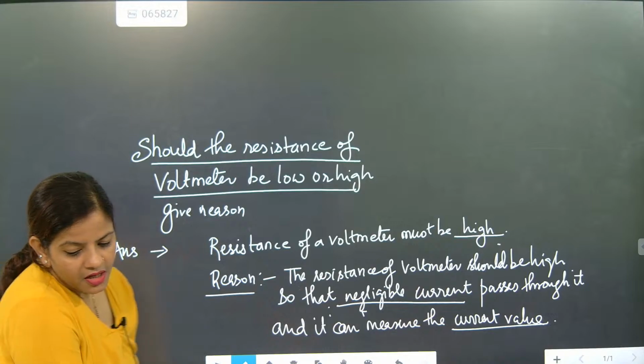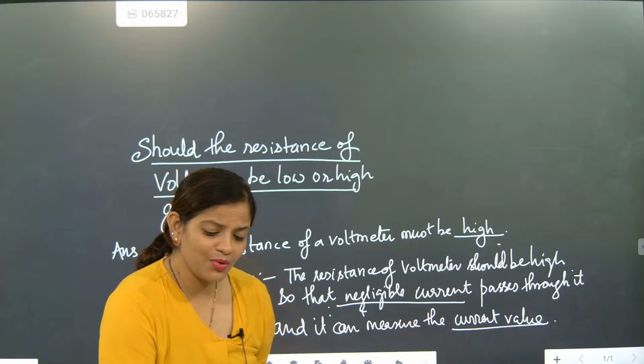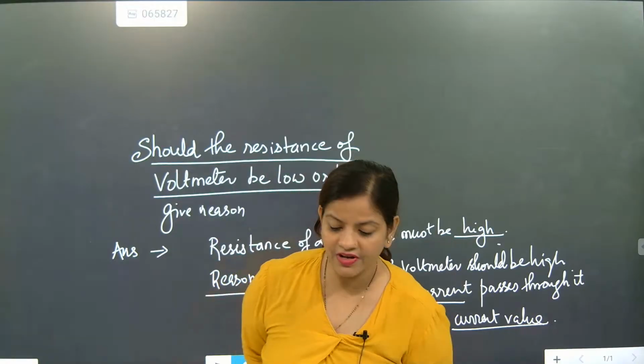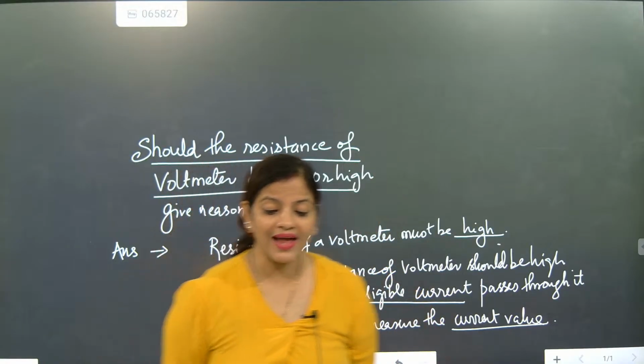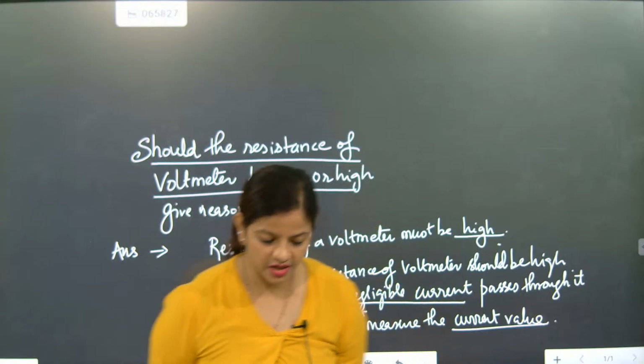Till now we are done. The resistance of voltmeter should be high so that less current passes through it. Very good. But why should less current pass through it? To measure the current.